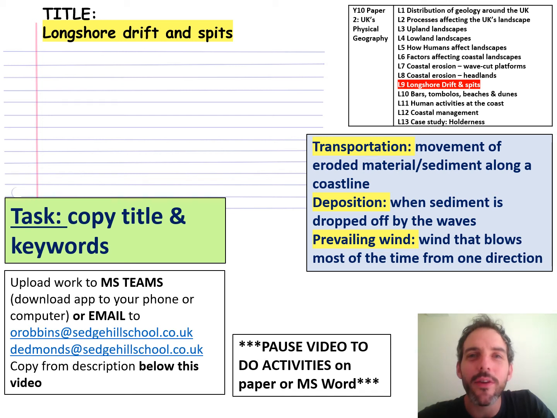Welcome to lesson 9. This is Longshore Drift and Spits. So we're now learning about transportation at the coast and deposition. What you have to remember is that erosion is where material gets broken off from the cliff face. Transportation is where it gets carried away, and we're going to find out how that happens. And then lastly, it gets dropped off.